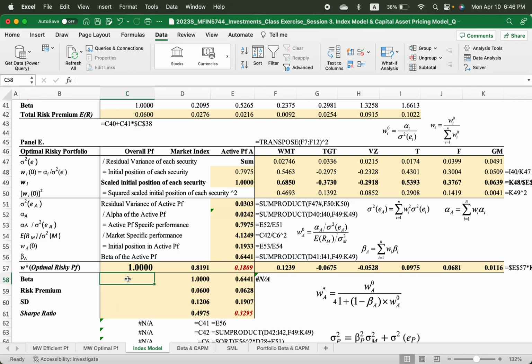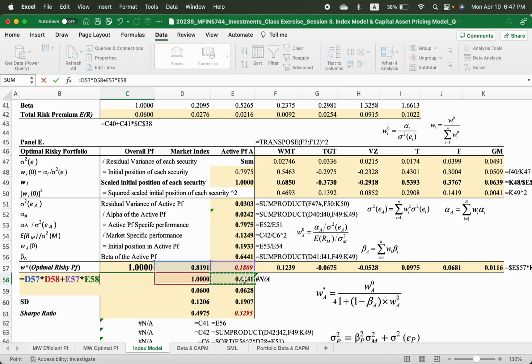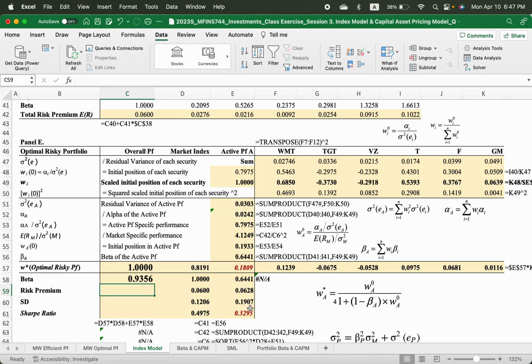Again, including this very low level of active portfolio Sharpe ratio will increase the Sharpe ratio even higher than this market index Sharpe ratio. So let's go to the beta calculation first. Once we got the weight of the market index portfolio and the weight of the active portfolio, we can just use this weight times the beta plus this weight times the beta. So the beta of this overall portfolio is 0.93.